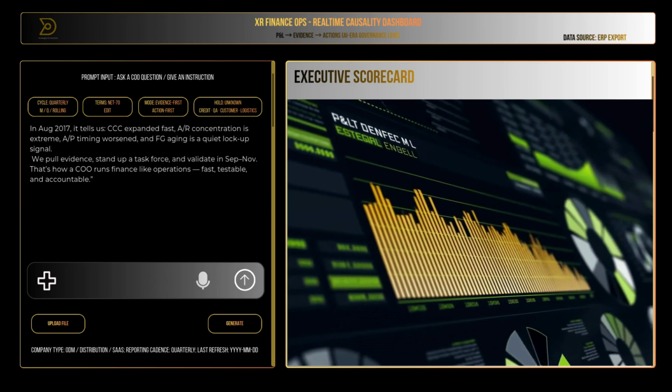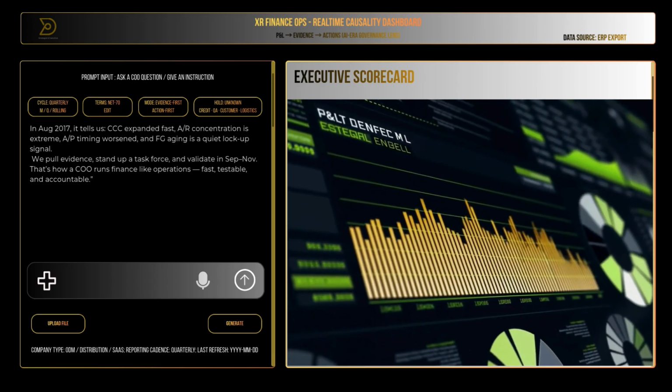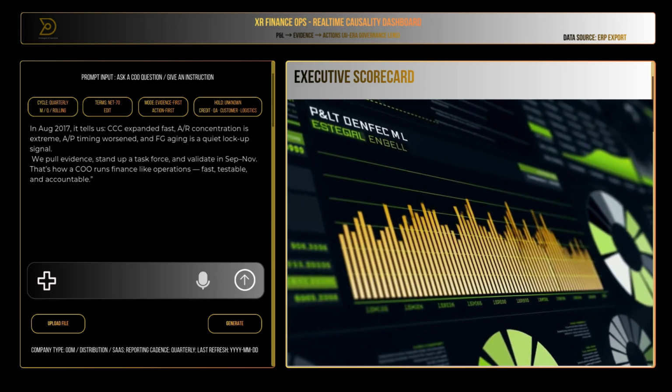If you'd like, I can show how the same XR foundation extends beyond finance into R&D governance, waveform evidence, and reliability operations.